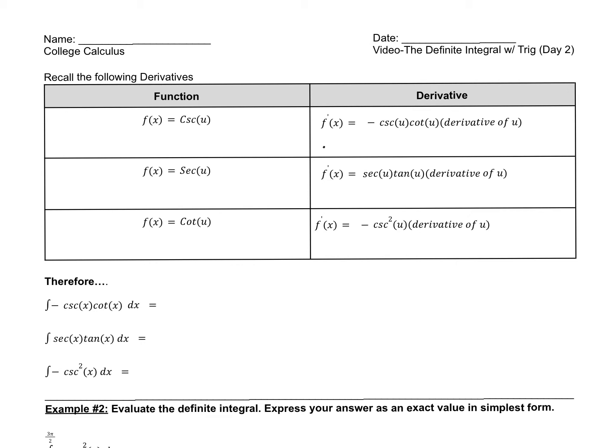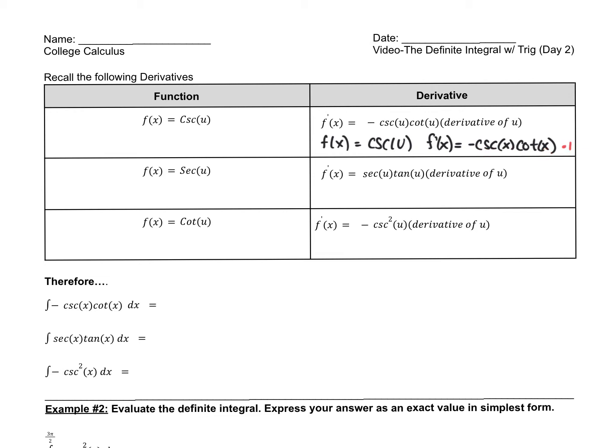So if we're just given f of x, which is equal to cosecant of x, we can say that f prime, or my derivative, is equal to negative cosecant of x, cotangent of x, and then technically we'd have to take the derivative of the inside. The inside here is x, so the derivative of that is simply 1. So we really don't need this 1, it's just this.